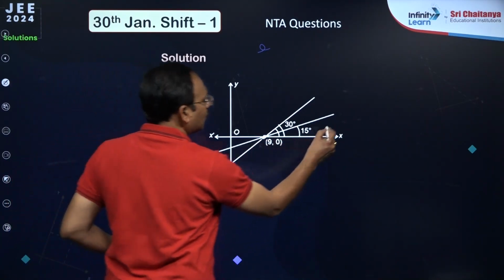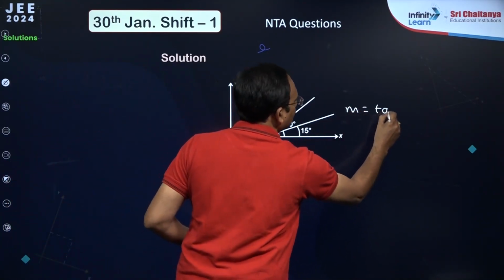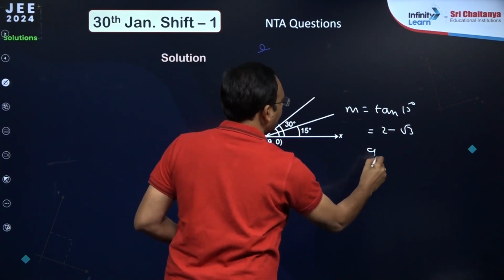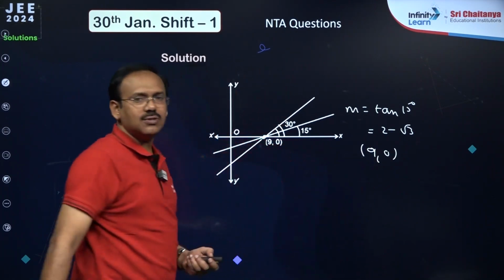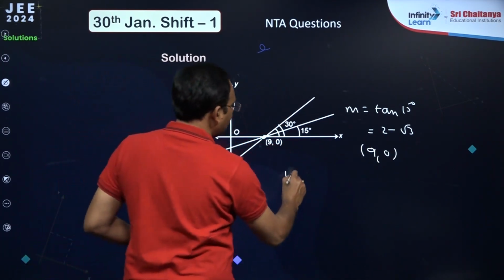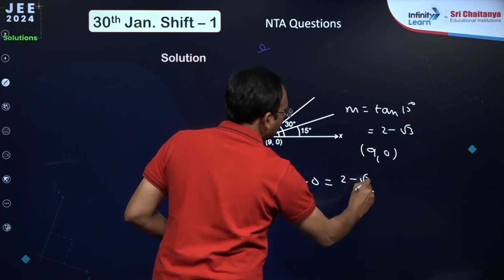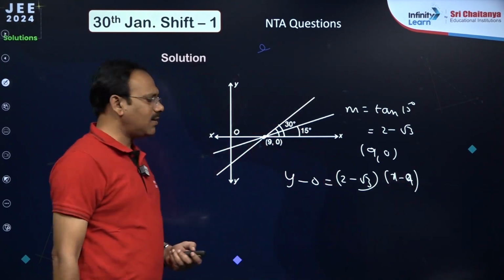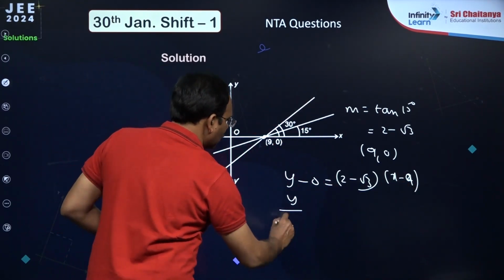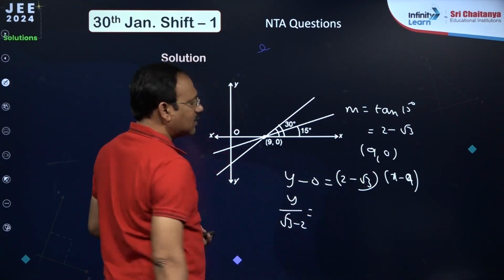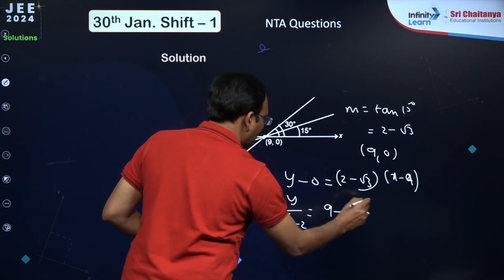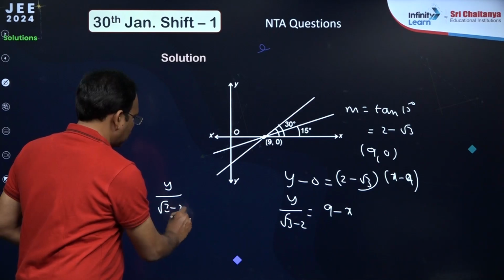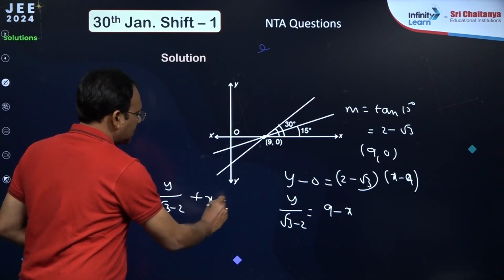You just see, for the new line, slope m is equal to tan 15 degrees, which is 2 minus root 3. The point is given as (9, 0). Now you can use the slope point form, y minus y1 is equal to m into x minus x1. So my dear friends, y by root 3 minus 2, if I write, this becomes 9 minus x. Okay, so the answer is given like y by root 3 minus 2 plus x is equal to 9.